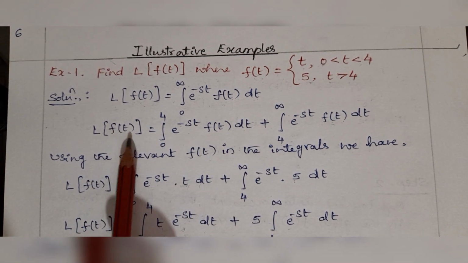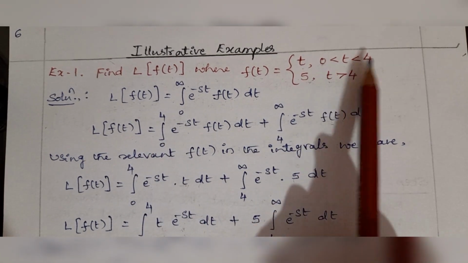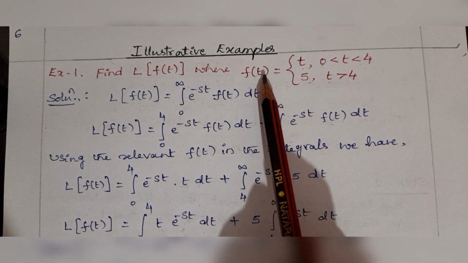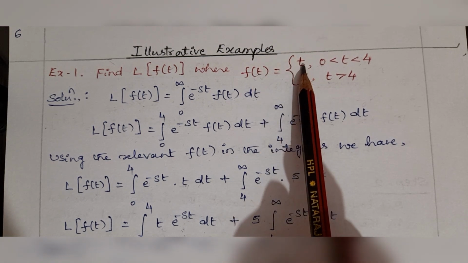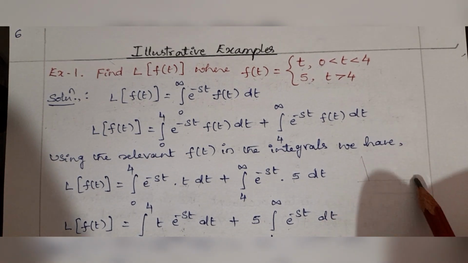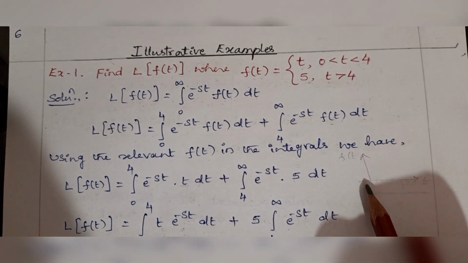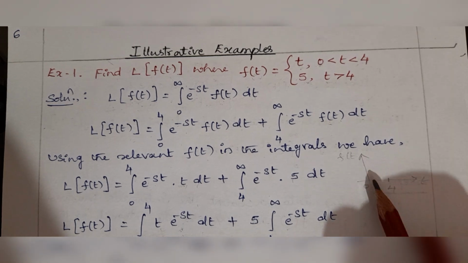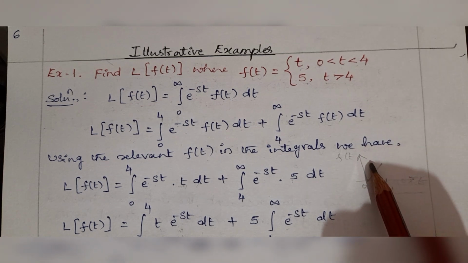Next, Laplace transform of f of t, the first interval is 0 to 4. That time the output is t. This f of t is a function of t, and the output is t. First, let us draw the sketch. On the x-axis write t, on the y-axis f of t. So when t is 0 to 4, the output f of t is t.